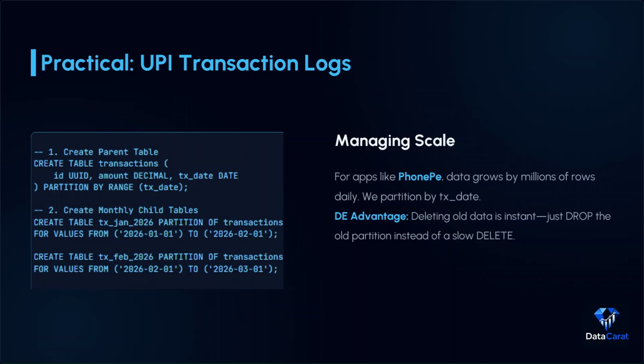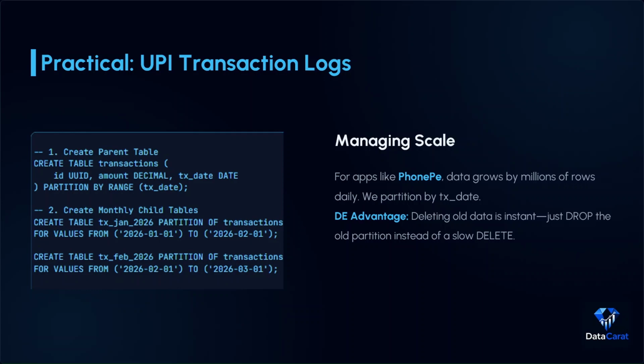For an app like PhonePe, transactions grow by millions of records every single day. We can't keep all that in a single table. The partitioning code here gives us an idea about how partitioning is used in real life applications. We define the structure and use partition by range of transaction date. This tells the database the rules on how to split the actual data.